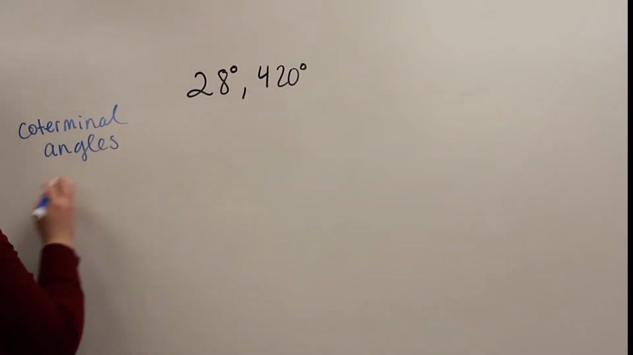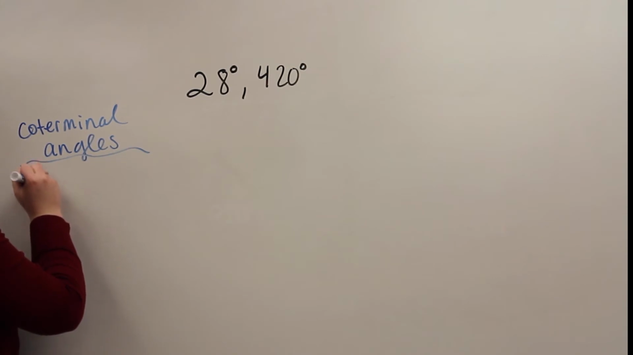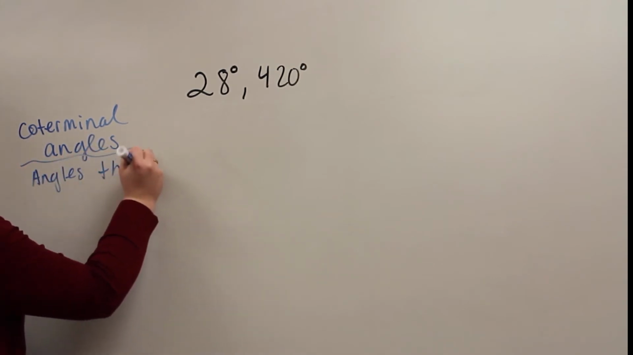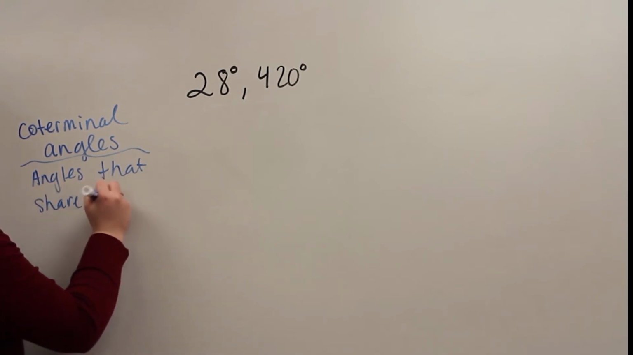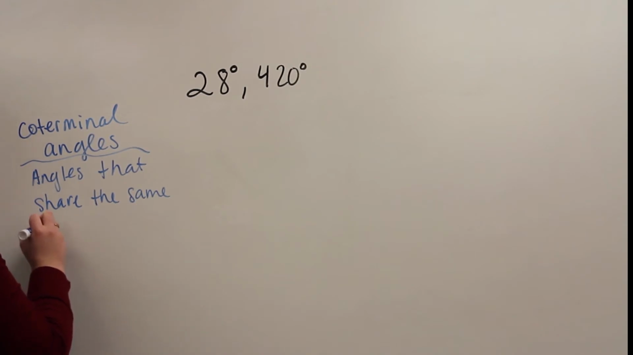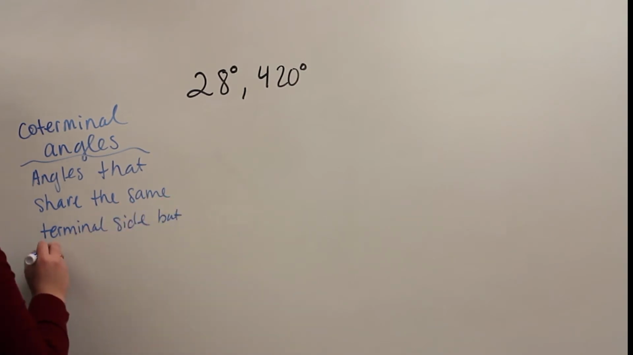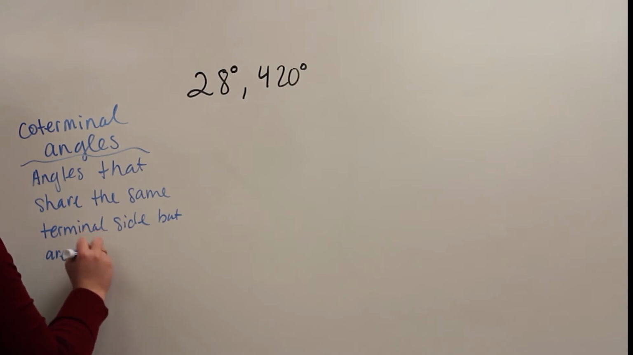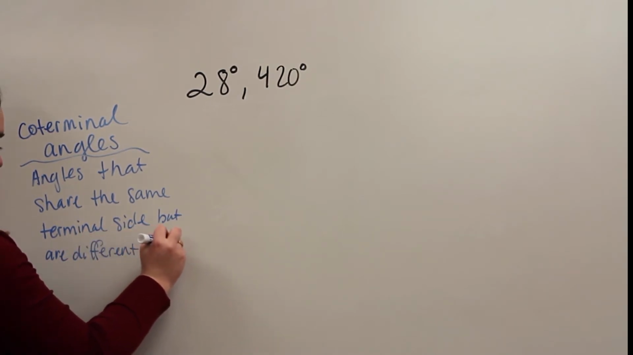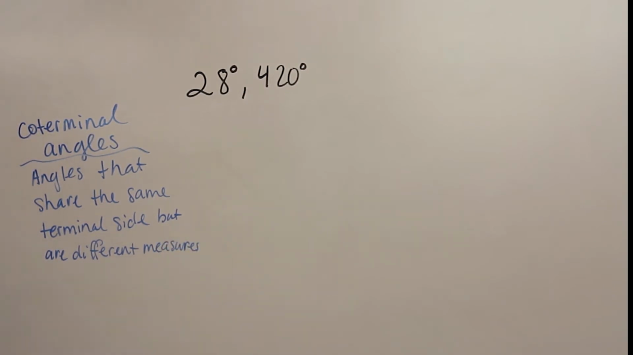Coterminal angles are angles that share the same terminal side but are different measures. So in other words, our coterminal angles are angles that will look very similar on the coordinate plane, but they don't have the exact same measure. They're usually off by about a measure of 360 degrees.